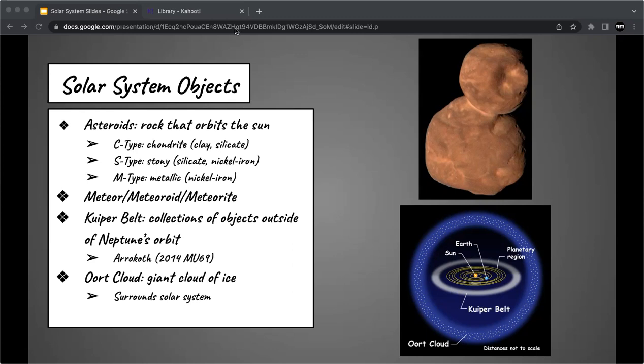On the bottom, you can see a basic diagram of the solar system. So we see it's not just all the planets. There's also the Kuiper belt and the Oort cloud. Yeah, it's not to scale. The Oort cloud is much larger.